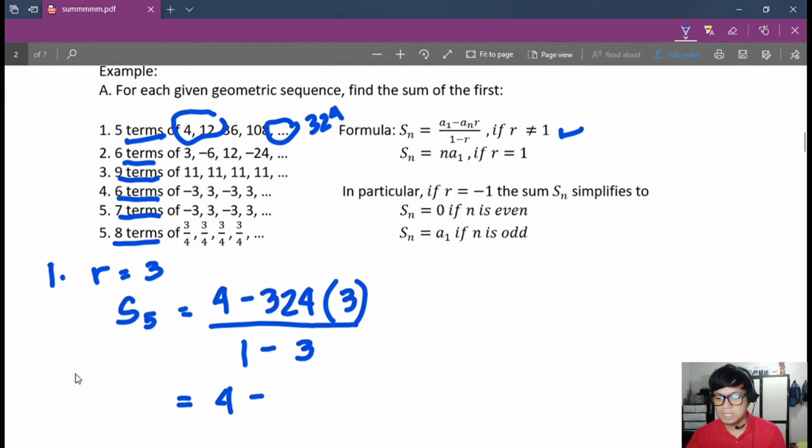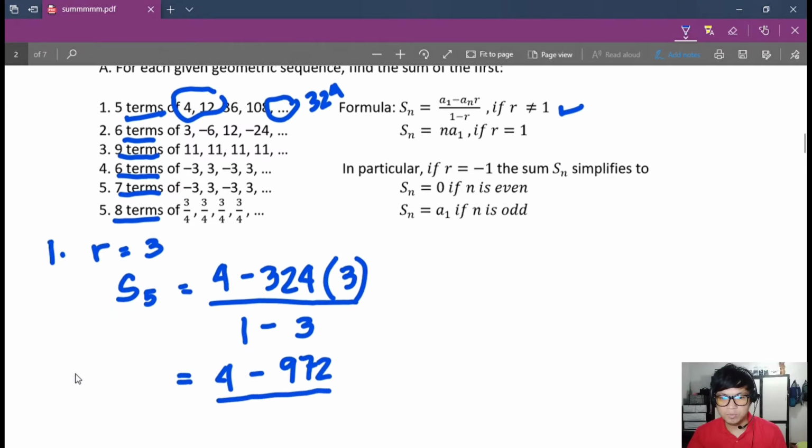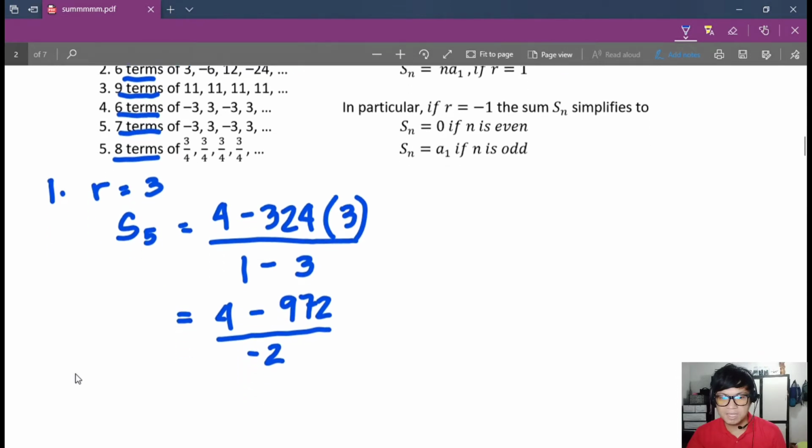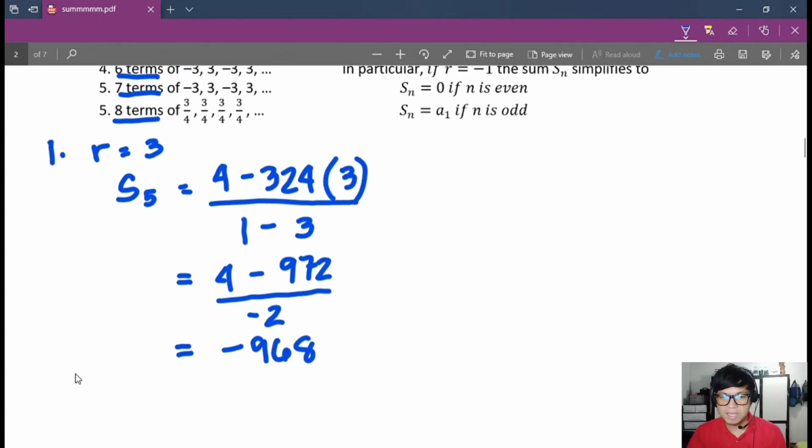to 4 minus, what is 324 times 3? 972, over negative 2, since 1 minus 3 is negative 2. So we simplify that. It becomes 4 minus 972, which is negative 968, divided by negative 2. Negative 968 divided by negative 2, the final answer is 484. So the sum of the first 5 terms is 484.